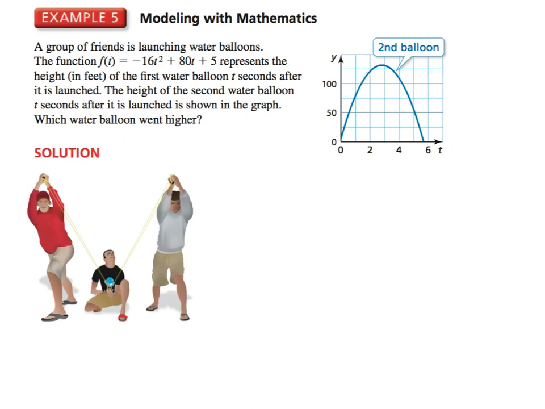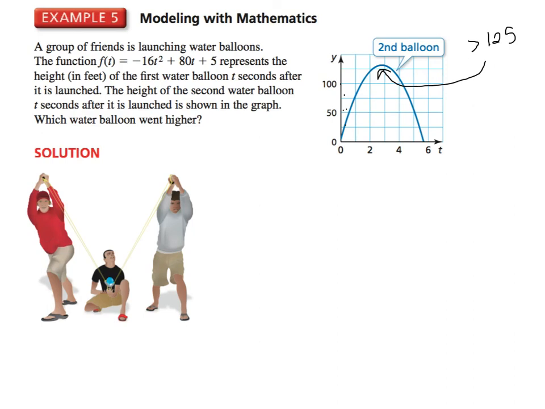Now you could use -b over 2a and tell me which one went higher. But you can also use your graphing calculator. It doesn't tell you have to graph this. So if you look at the second water balloon, how high does that look? Well, this is 50. It looks like it's going by 25s. So this is a little more than 125. So you could say maybe 130 maybe?